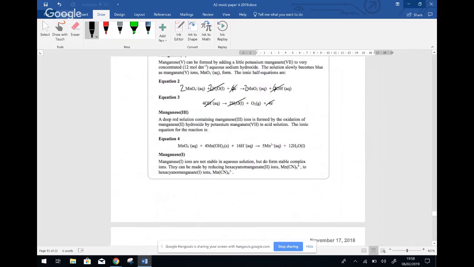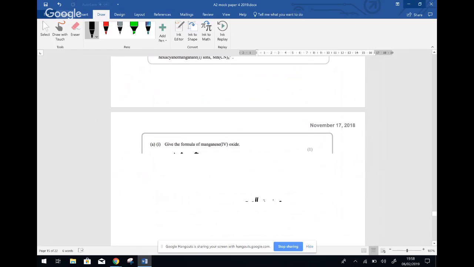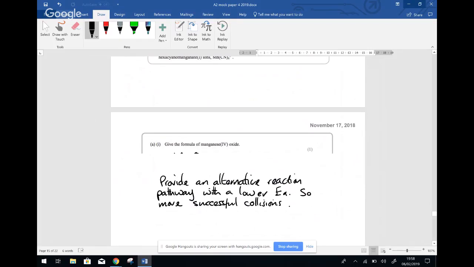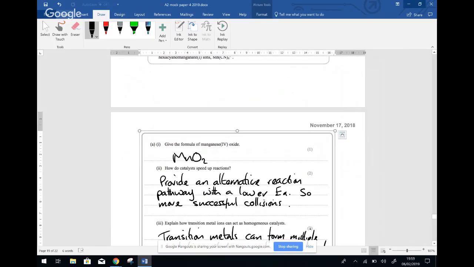We're nearly there, folks. Give the formula of manganese 4 oxide. This is straight out of GCSE. Mn 4 plus, O 2 minus. Cross them down. MnO2.